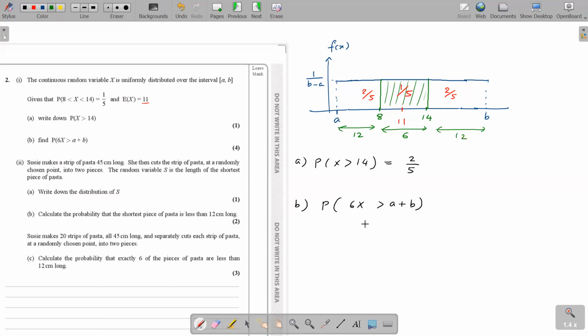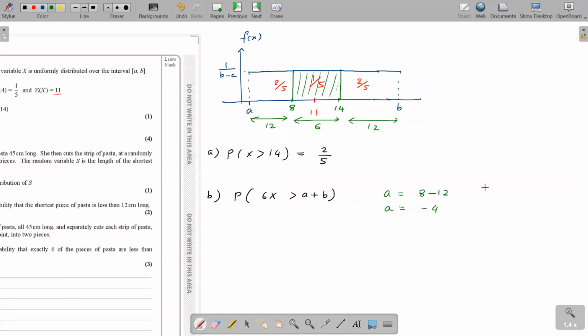So can't you get the a and b values here? A is going to be 8 minus 12, right? How much is it? Minus 4, and B is going to be 14 plus 12, which is 26. So now input the values and let's get the area probability. Probability x is greater than, A is minus 4, B is 26.